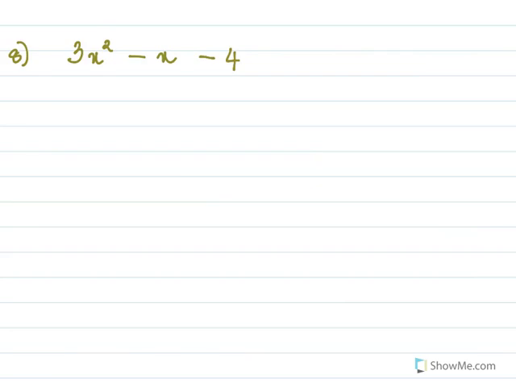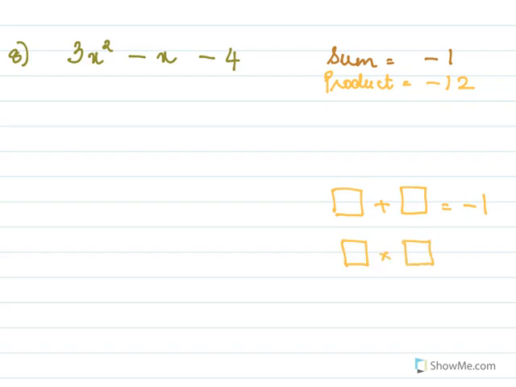Now for the 8th sum. So we need to split the middle term. This is the middle term, and that means the sum should be equal to minus 1. And the product will be of the first and the last term, 3 and minus 4. So the product of 3 into minus 4 is minus 12. So we need two numbers which on adding give minus 1, and the same numbers on multiplying give minus 12.